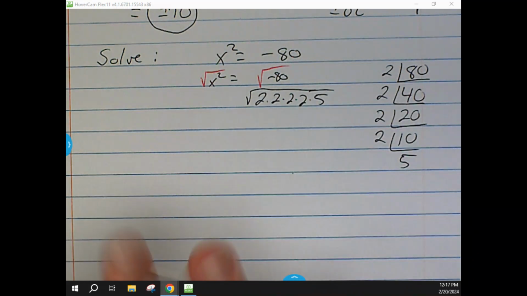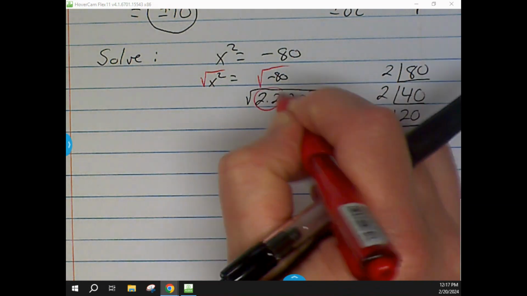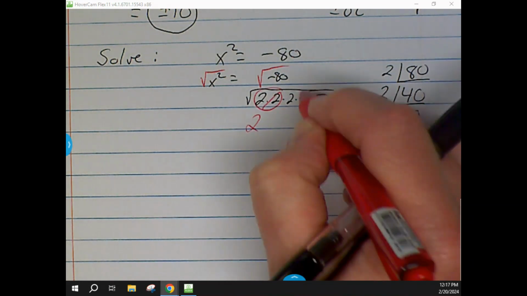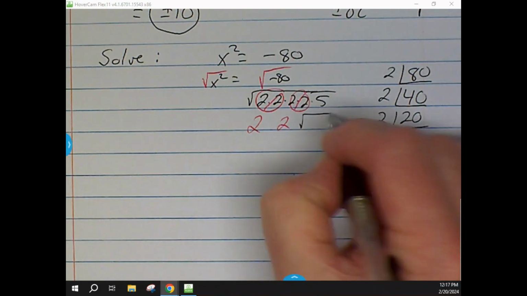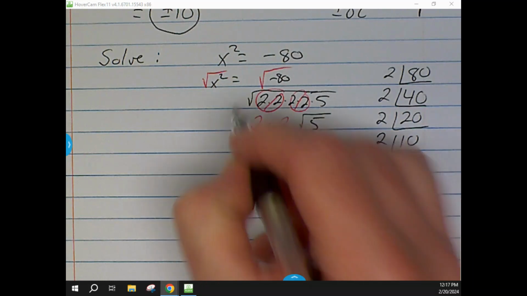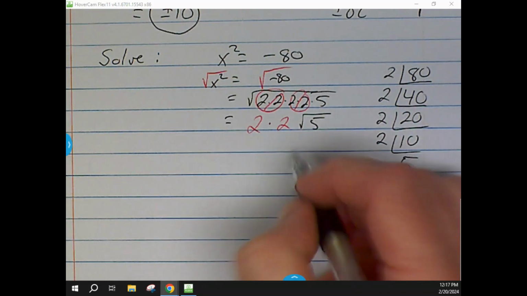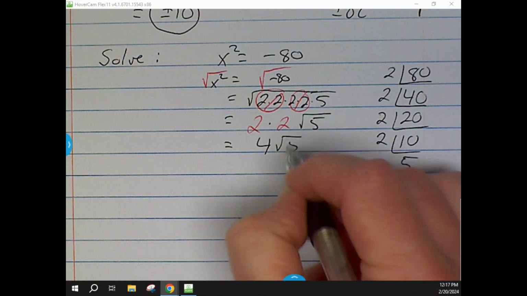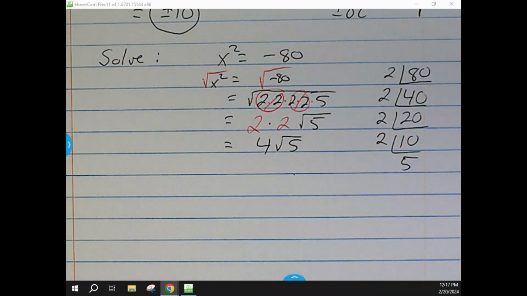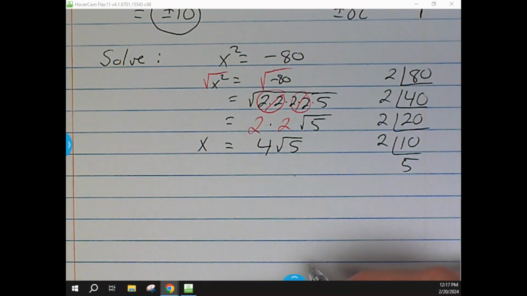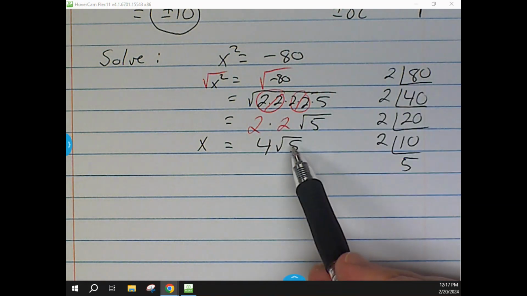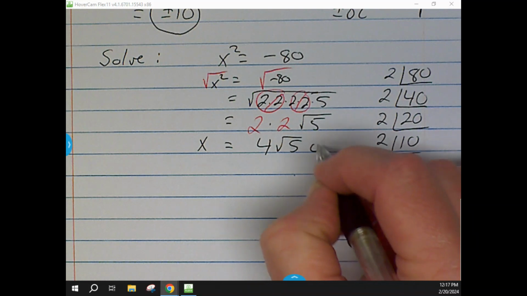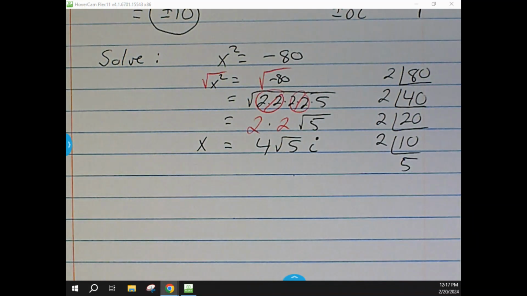And we know we got the negative. We'll get that here in just a second. There's a pair of 2's, so that 2 will get out. There's another pair of 2's. That 2 will get out. That 5 doesn't have a pair, doesn't have a buddy, so it stays stuck on the inside. So that makes it 2 times 2 times 5, which is just 4 square root of 5. Again, x squared, so we go plus or minus. And again, the only difference in the answer is if this was positive 80, it's 4 square root of 5. But because it's negative 80, you just put an i in the back end of the answer back here.